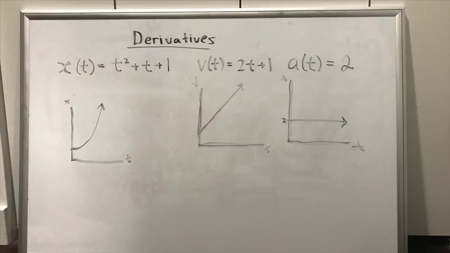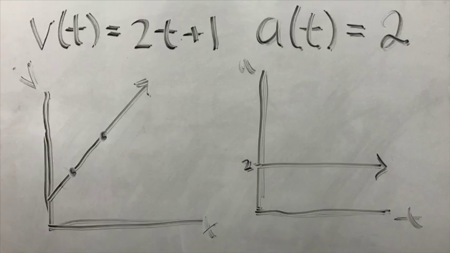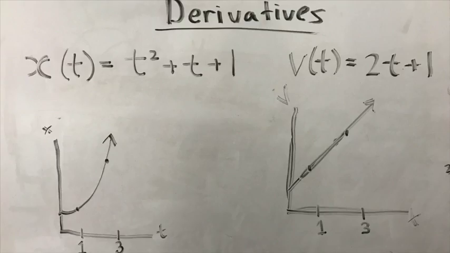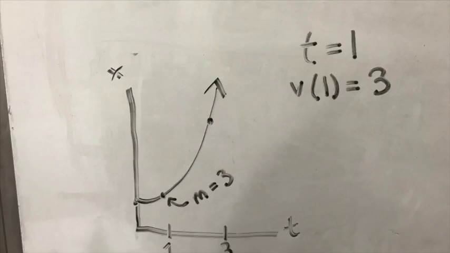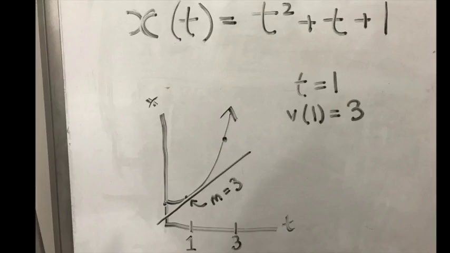Because the acceleration is constant, the slope of the graph of velocity at any given point will be 2. If we choose points, it will give us the instantaneous position and velocity of each. For example, when t equals 1, the velocity is 3 meters per second, which is the slope of the tangent that will correspond to the point.